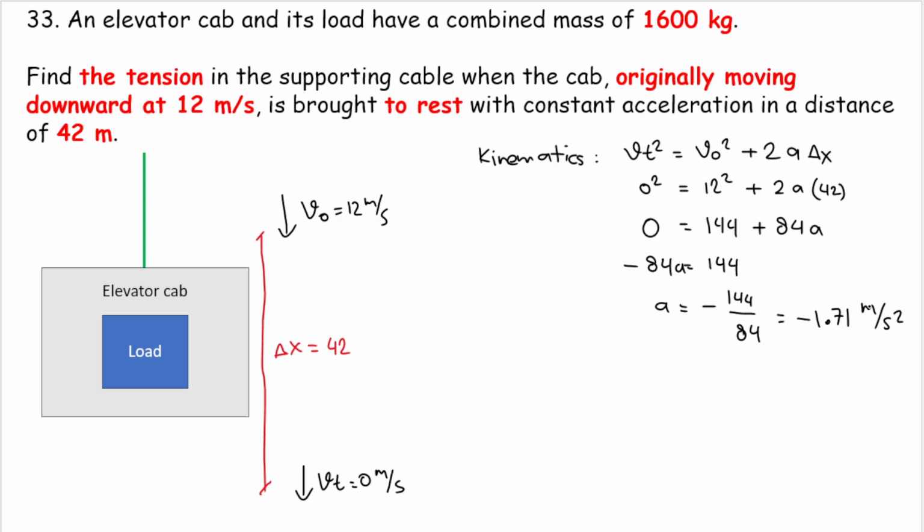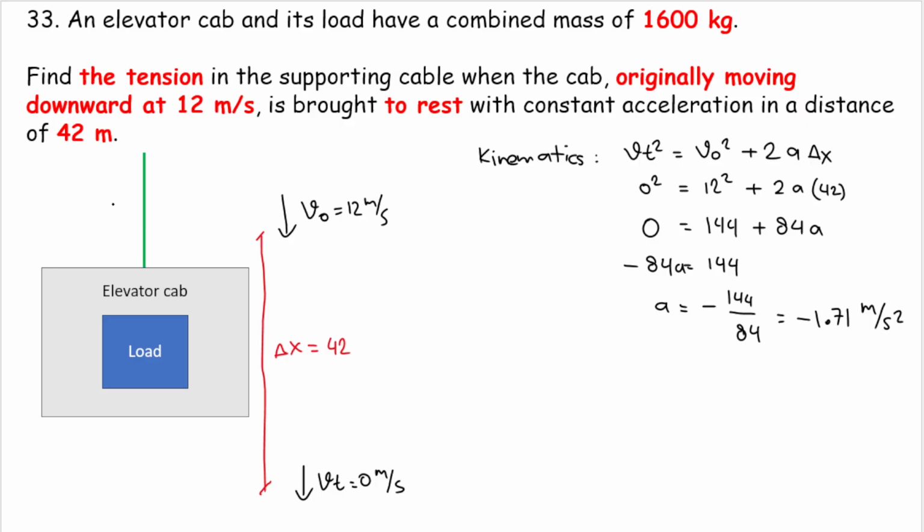The minus sign is for slowing down, right? Because it starts from moving and it stops, so it's slowing down. That is the reason for the negative sign. And now we need to find out the tension, right?